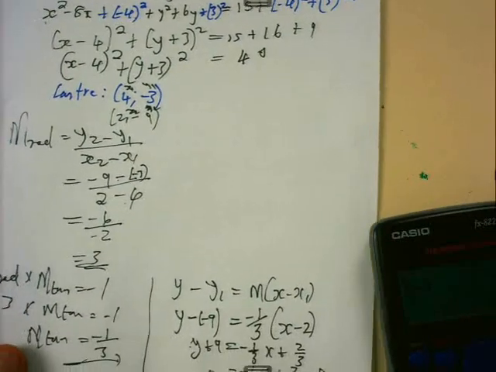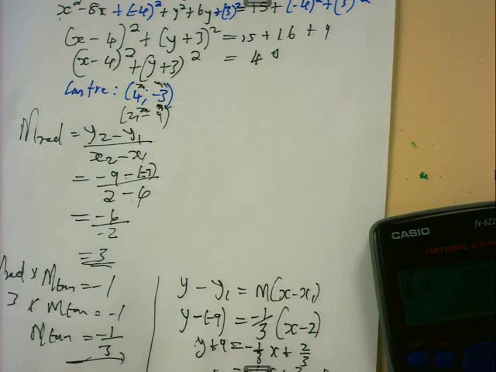Once you have the center, now you can use the gradient to determine the gradient of the radius, and therefore the gradient of the tangent, because the tangent is perpendicular to the radius. You say m radius multiplied by m tangent is equal to -1. Therefore, m tangent is -1 over 3.